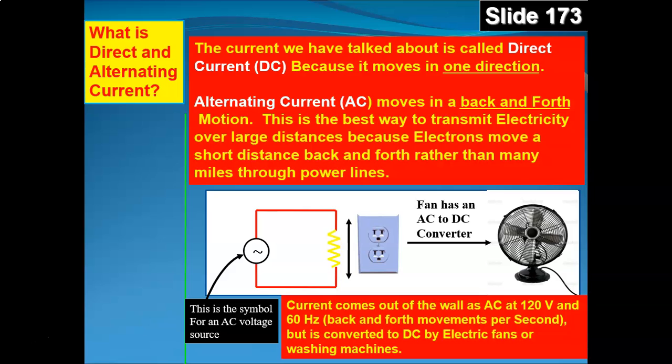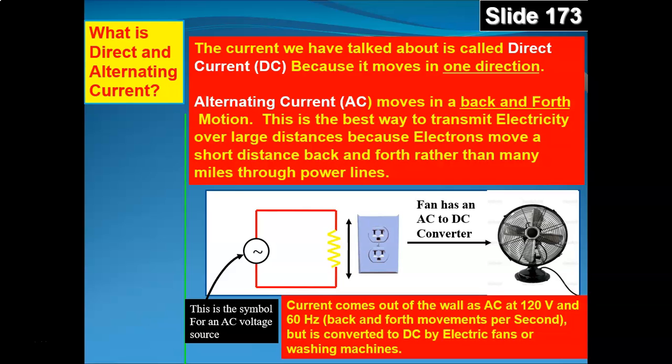What is direct and alternating current? The current we've talked about in this class so far is direct current because it moves in one direction around the circuit. Alternating current moves in a back and forth motion. This is the best way to transmit electricity over large distances because electrons move a short distance back and forth, back and forth, rather than many miles through power lines, which is really inefficient.